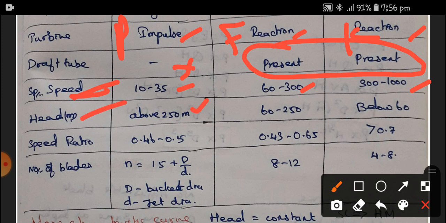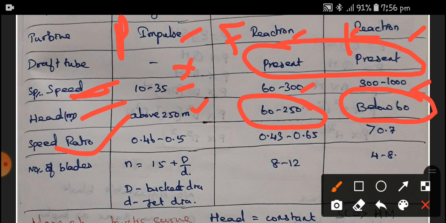For heads above 250 meters, only the Pelton turbine is used. Francis is used between 60 and 250 meters, and the Kaplan turbine we can use below 60. The speed ratio for the Pelton is 0.46 to 0.5, for the Francis it is 0.43 to 0.65, and for the Kaplan the speed ratio is greater than 0.7.